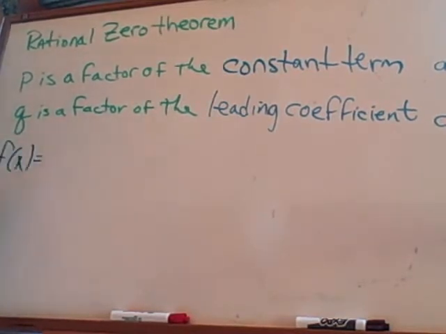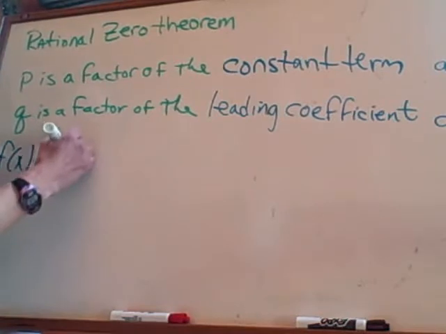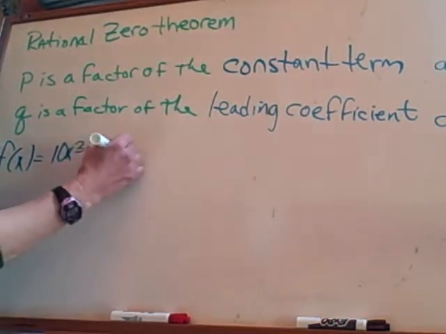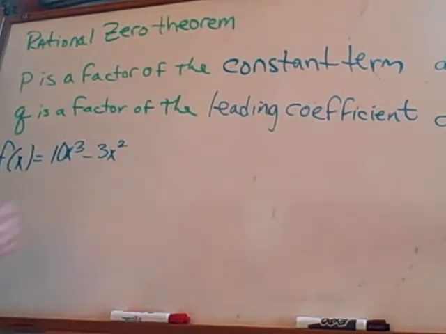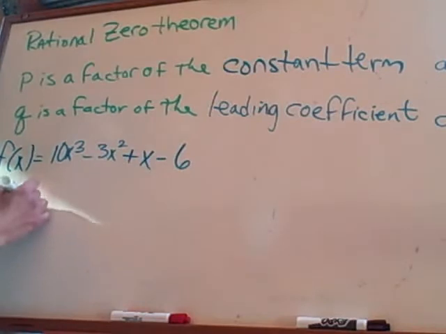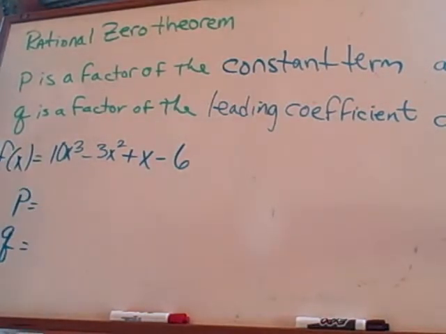F of x equals 10x cubed minus 3x squared plus x, and then minus 6. So what we first need to know how to do is how to find p and how to find q. So q is a factor of the leading coefficient. So first of all, what is q? What is my leading coefficient? That would be 10x cubed. Or it would be a 10, right?